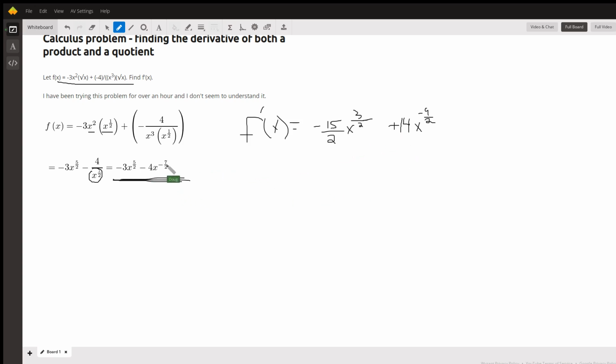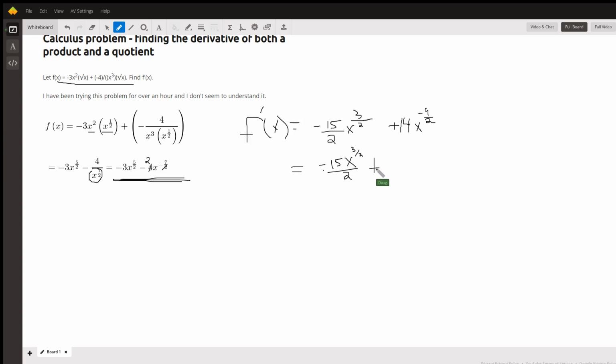Or you can cancel the 2 into the 4. And 2 times 7 is 14. And reduce the exponent by 1. Now you can rewrite this if you want as negative 15 over, I jumped ahead of myself. Negative 15 x to the 3/2 over 2. If you want to write x to the 3/2 as x radical x, you could do that.